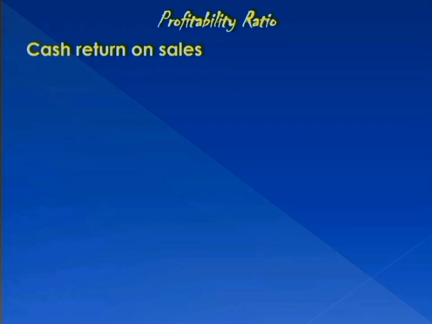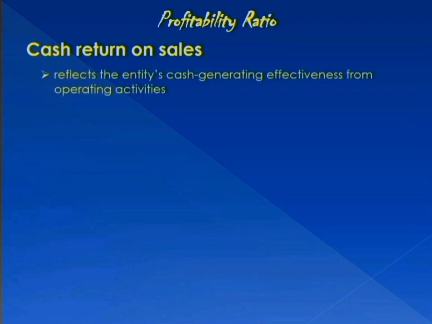Apparently, this is different from return on sales. Cash return on sales reflects the entity's cash-generating effectiveness from operating activities. Operating activities. Sounds familiar? Remember the statement of cash flows, where cash flows are classified into investing activities, financing activities, and operating activities? Recall that cash flows from operating activities are derived primarily from the principal revenue producing activities of an entity.